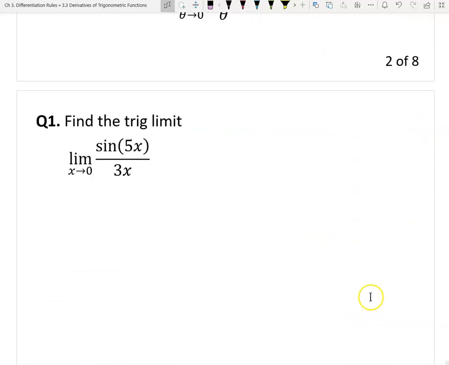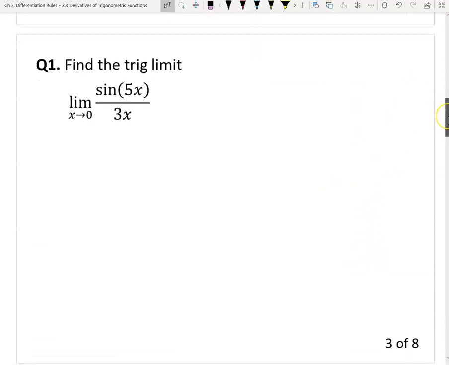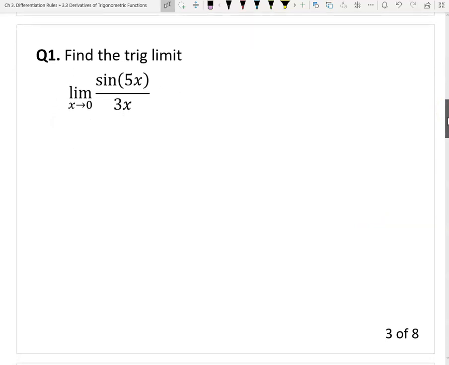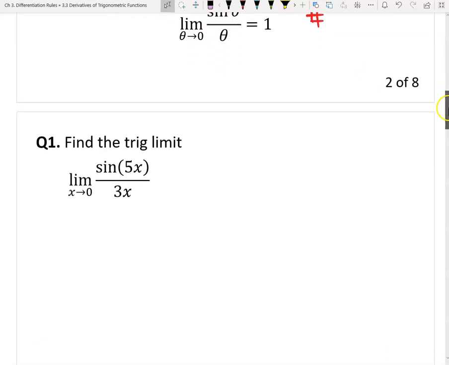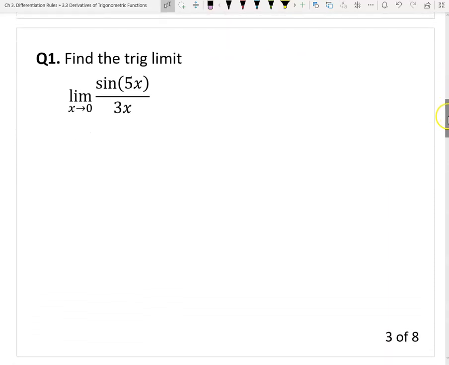Now all we need to do is practice 4 questions together. Let me see. Go back a little. The formula, don't forget it. The pattern is sine of an angle over the angle, as the angle approaches 0. Sin theta over theta. That's the pattern. Let me go to see the first one.